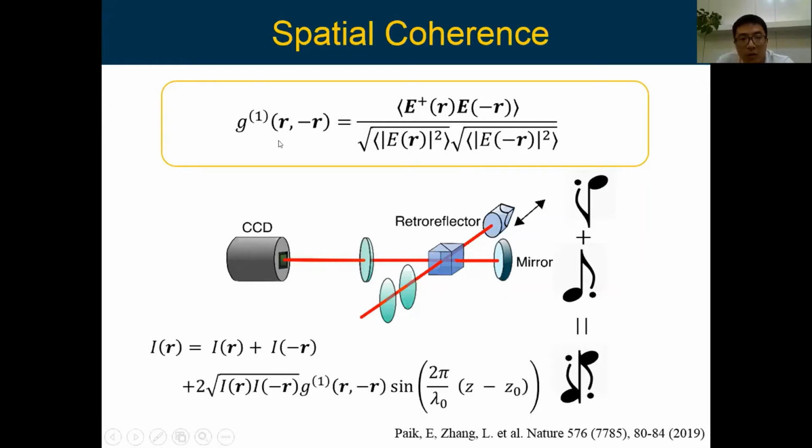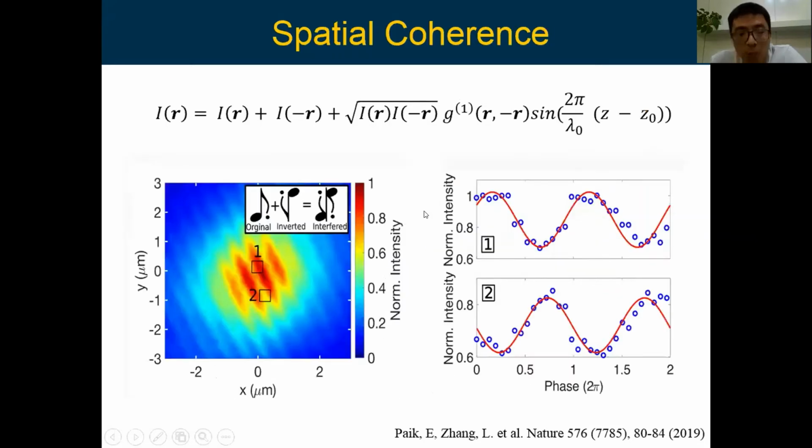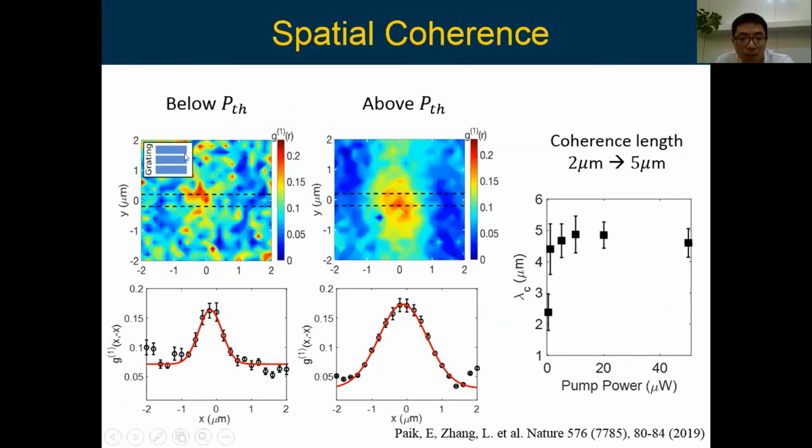So such a G parameter will be integrated in the intensity information. And we change the delay of the arm, and we track the intensity at a certain position. You will find this oscillation. You fit it with a sinusoidal function. You can extract this correlation function at this position, which is proportional to the visibility. You can do it over the entire emission pattern and get the G1 distribution over the entire sample.